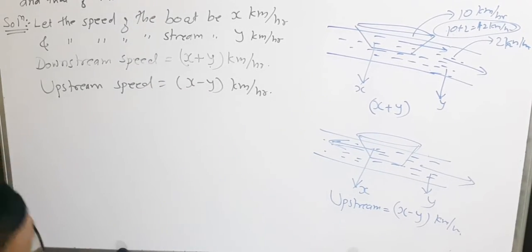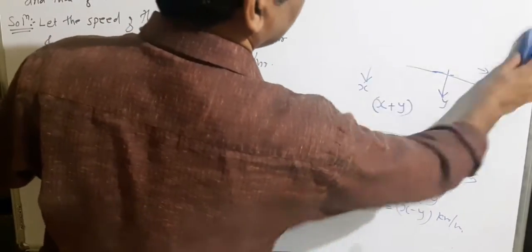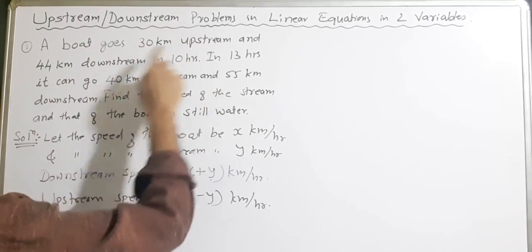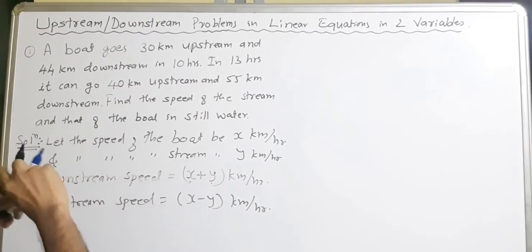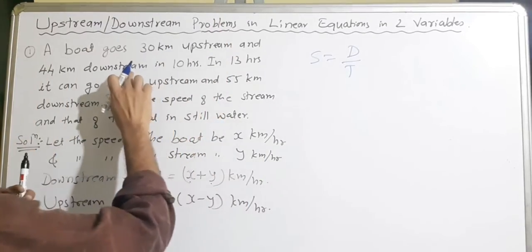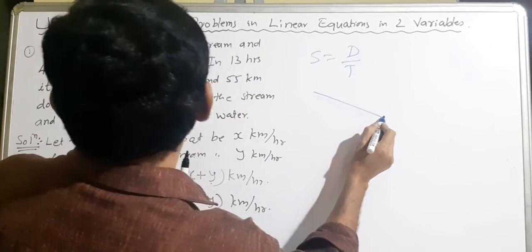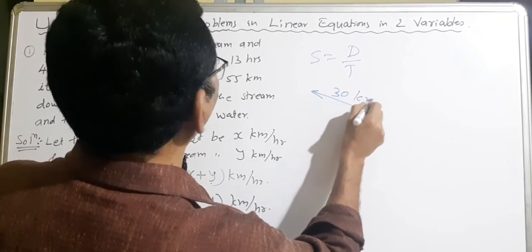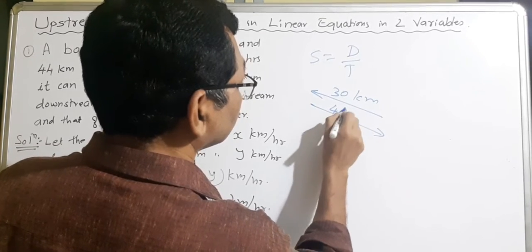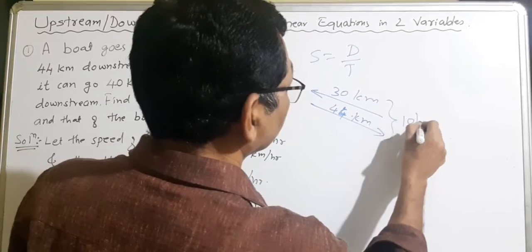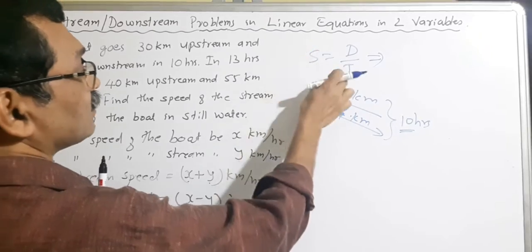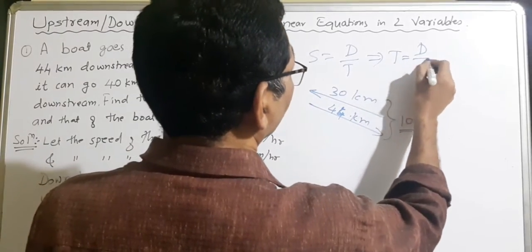So now we'll go for condition 1. What does it say? A boat goes 30 km upstream and 44 km downstream in 10 hours. Speed is equal to distance upon time, but we have been given the total time, so we require time. If we convert this formula by cross multiplying, time is equal to distance upon speed.